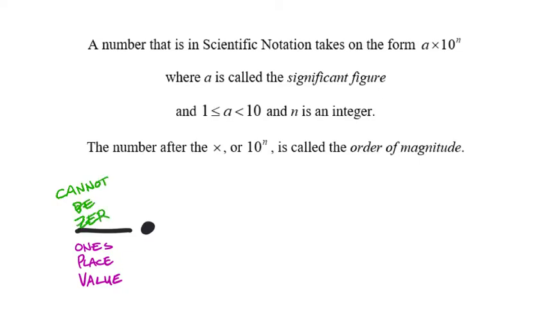So, of course, that means you could have a 1 there. You could have a 2, 3, 4, 5, 6, 7, 8, or 9. Well, could you have a 10 in the ones place value? Of course not, because you're looking at 2 different place values, for heaven's sake.